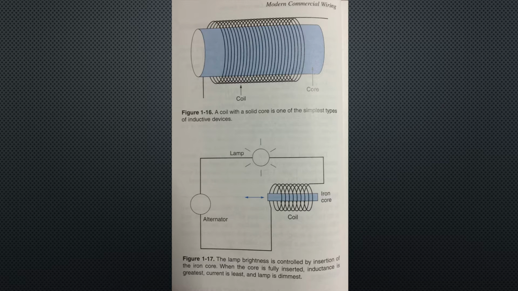Electricians working with lighting controls are familiar with the variable inductor, another name for a coil. As illustrated in Figure 1-17, the lighting brightness is controlled by inserting or withdrawing the iron core. The coil has the least inductance when the core is withdrawn and the greatest inductance when the core is fully inserted. Current is greatest when inductance is the least.